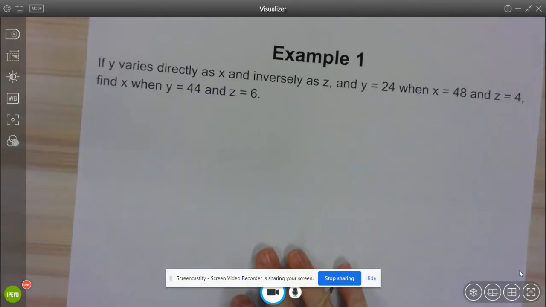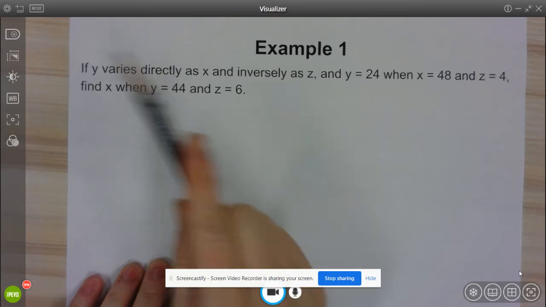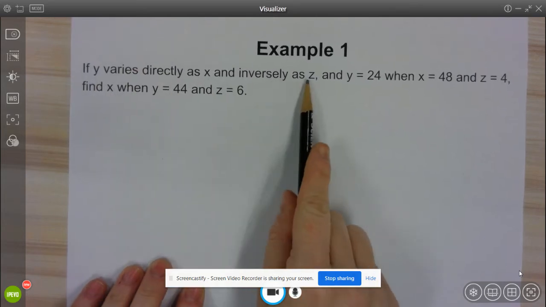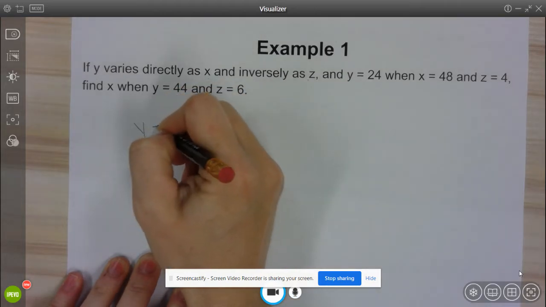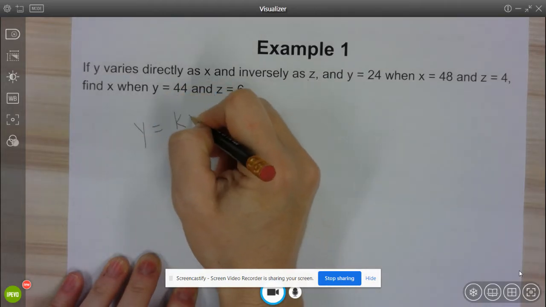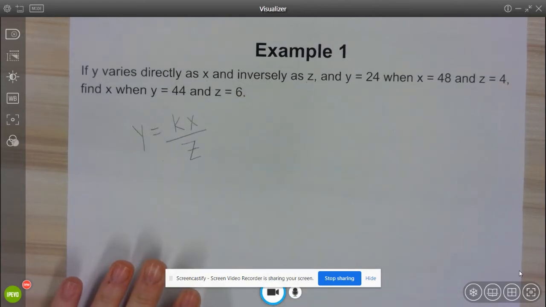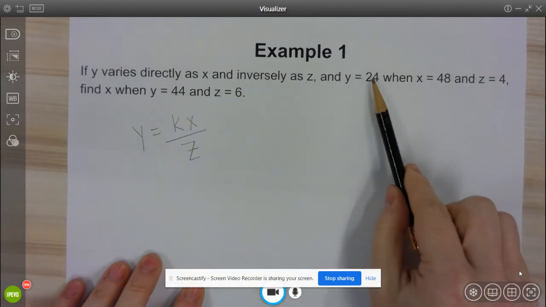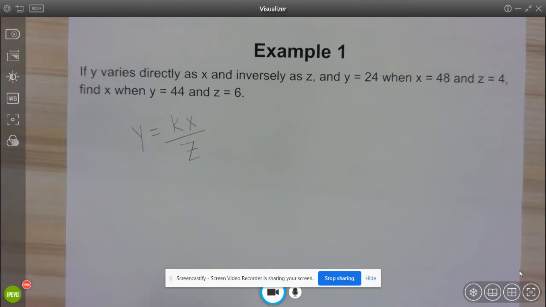Okay, so y varies directly with x and inversely with z. So this is actually going to look exactly like that equation I just gave you. Direct with x, inverse with z. Now here you'll notice I have an x, y, and z value. That's to find my constant.